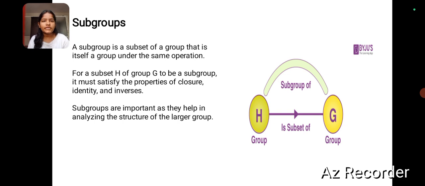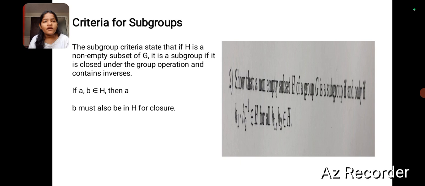Subgroups. A subgroup is a subset of a group that is itself a group under the same operation. For a subset H of group G to be a subgroup, it must satisfy the properties of closure, identity, and inverses. Subgroups are important as they help in analyzing the structure of the larger group. Criteria for subgroups. If H is a non-empty subset of G, it is a subgroup if it is closed under the group operation and contains inverses. If a, b belong to H, then a.b must also be in H for closure.